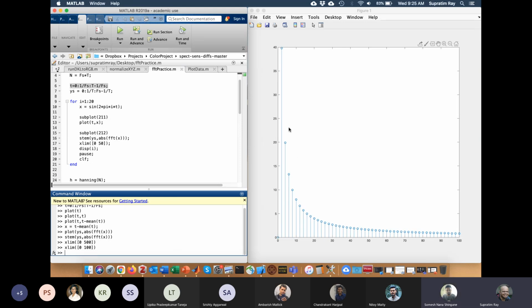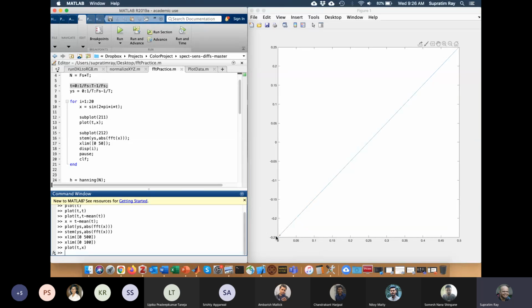The mathematical answer is that yes, if you have all these coefficients and you generate sinusoids and you add them, you will get a slowly moving signal like this. So that's correct. That's the mathematical answer here.